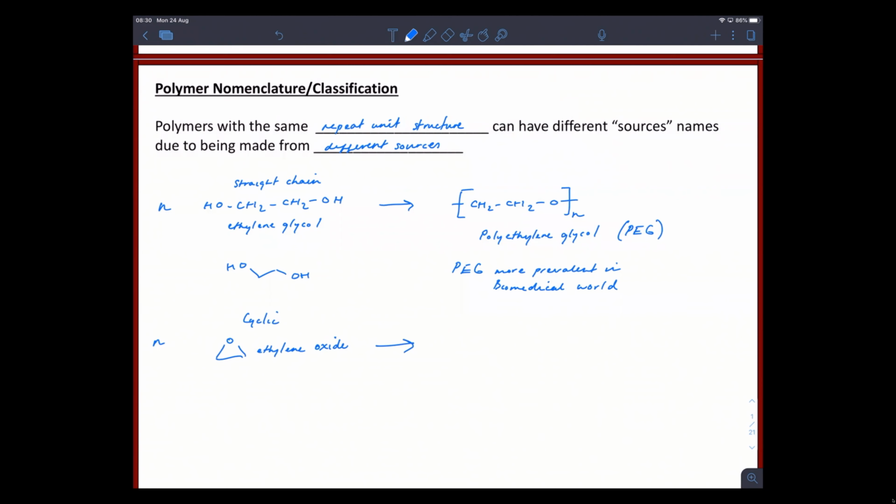And when we do the ring opening polymerization, we actually get the same structure or the same polymer. But we actually just call it polyethylene oxide, PEO. So really, depending on what the polymer name is, we know what the starting material is, and that's really the take-home message of this slide. PEO is normally more prevalent in polymer chemistry, and it's generally higher molecular weight.